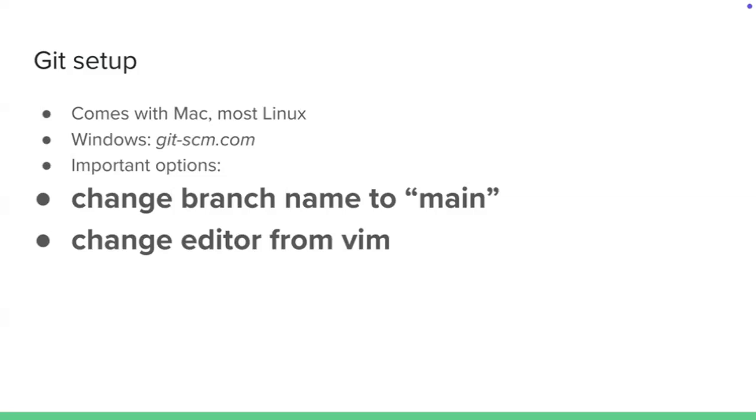Okay. There's a link here you can go to: git-scm.com/download/win for Windows. You can go there and it'll download it for you. That setup should be pretty easy. You might just have to run the installer. It gives you a bunch of options, but just change the default branch name to main, and then probably don't use Vim.